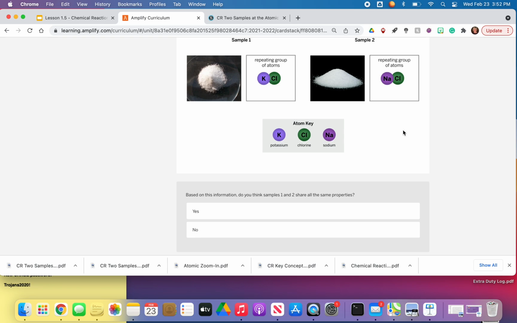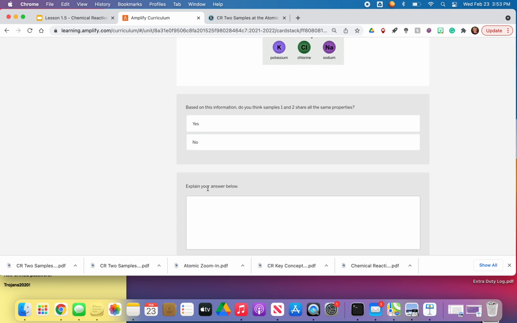Go ahead and click your answer. And I'm hoping that you said no, they don't share the same properties. Now the interesting thing is, if you remember, this would be sample 2 and sample 3 that we looked at a couple days ago. These were the ones that we described as being white, small grain, solid, the fine grain, solid. So just using our eyes, they look really similar, but we can see here that no, they are not the same. And I want you to kind of explain your answer below.